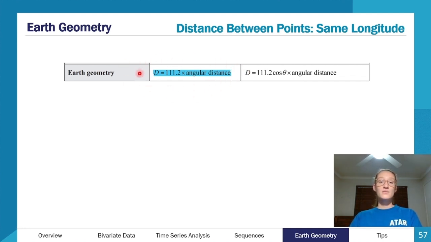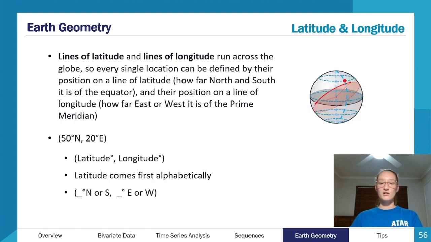We use this one when we're finding the distance between two points on the same longitude, and we use this one when we're finding the distance between two points on the same latitude. Now let me quickly illustrate why. When we have two points on the same longitude, so here and here, for example, the distance we're trying to calculate is that blue bit between my two red pointers. It's right there.